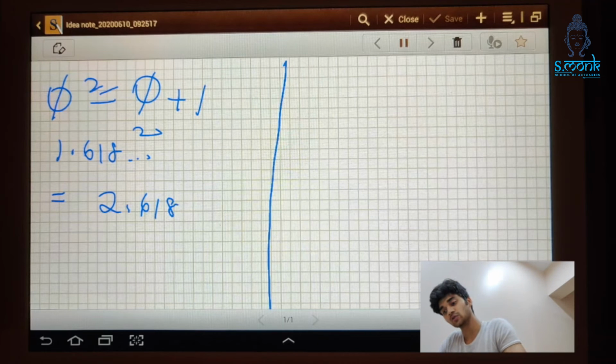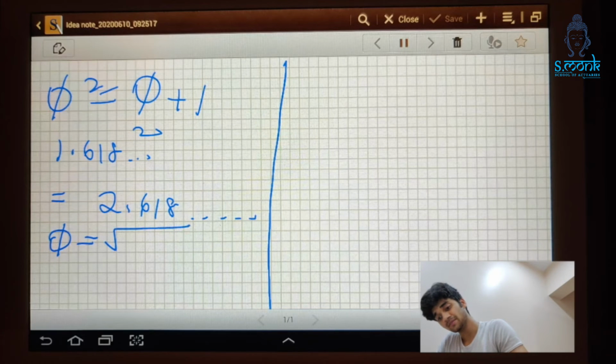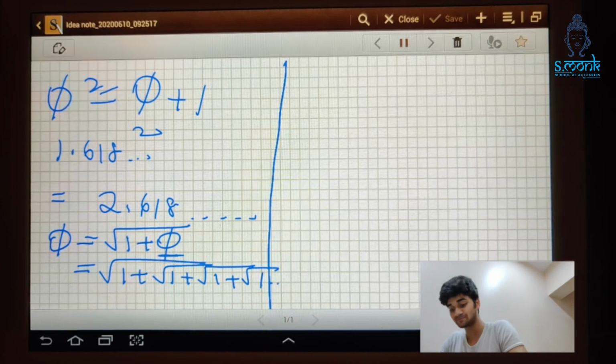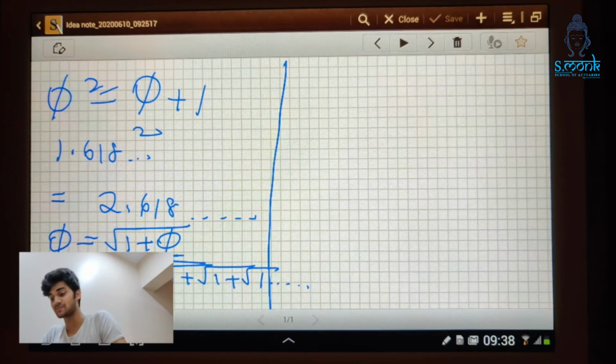If you think about it, we can also write this as a recursive function. What does that mean? When I say phi square is equal to phi plus 1, I can rewrite that as phi is equal to root 1 plus phi. But then again, phi is also equal to root 1 plus phi. So I can write that as root 1 plus root 1 plus phi. But hey, again, phi is root 1 plus, and that keeps going on. So a recursive variable is basically a variable that's defined in terms of itself.